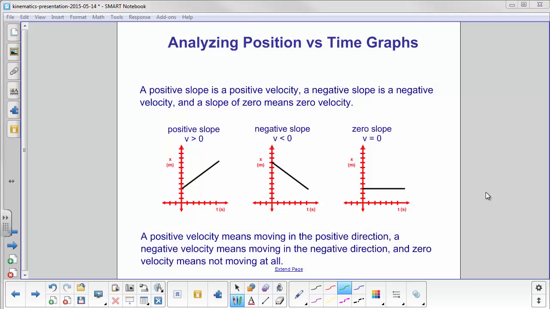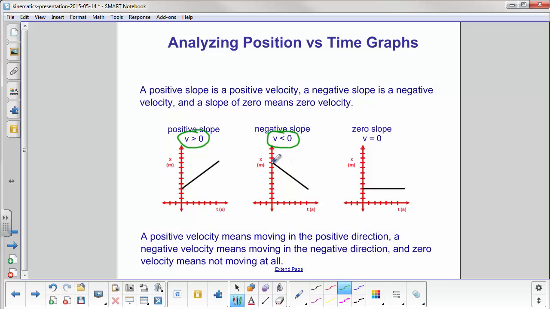Here are 3 examples. In this first position versus time graph, we have a line which has a positive slope. That means that the velocity is greater than 0. Here we have a negative slope. Hopefully this is familiar to you from your algebra class. We have a negative slope, so the velocity of this object is less than 0.